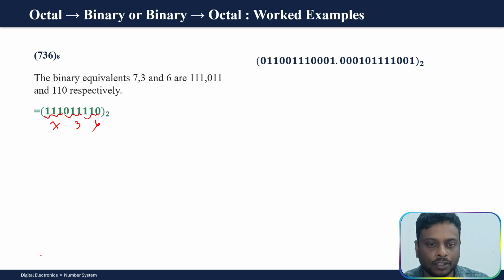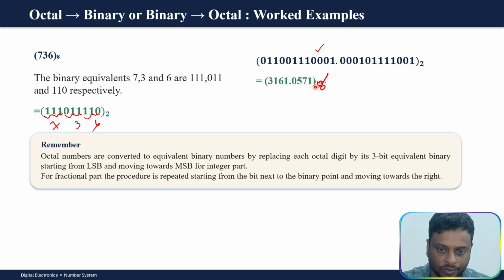Similarly, this is the actual number. Sorry, this is the octal number system. Actually, you can see over here, the octal numbers are converted into equivalent binary numbers by replacing each octal digit by its 3-bit equivalent binary, starting from the LSB and moving towards the MSB for the integer part. So we are taking the 3-bit equivalent binary from the LSB and then moving towards the MSB.